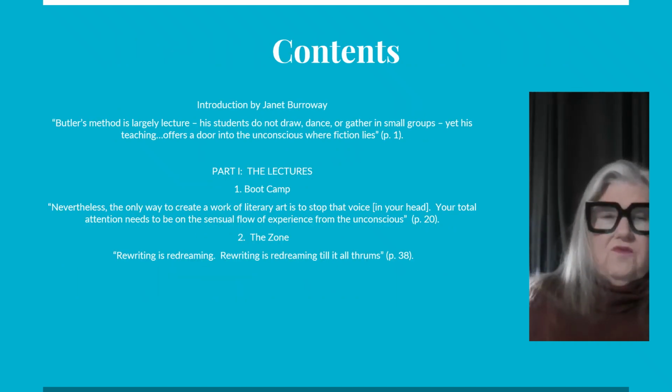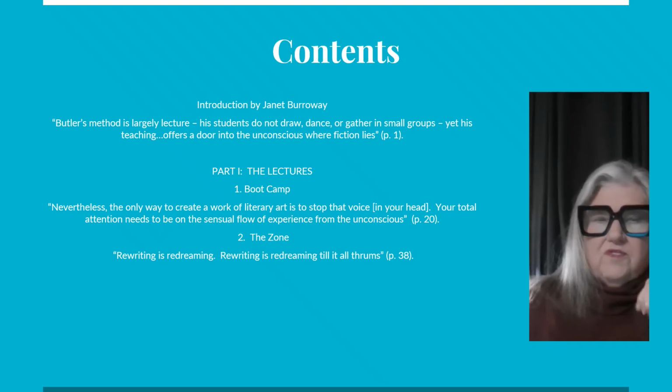The book is divided into 3 parts. The first includes 5 of Butler's classroom lectures from his creative writing course at Florida State University. Now, these lectures laid the philosophical foundation for his method and are rich with metaphor and personal insight. To me, one of the book's greatest strengths is its structure. How he progresses from lecture to workshop to story analysis mirrors the actual writing process itself, moving from theory to practice to reflection.